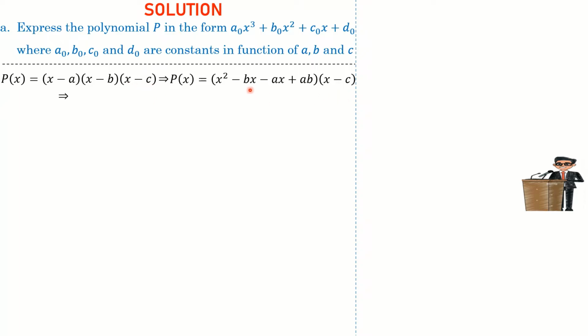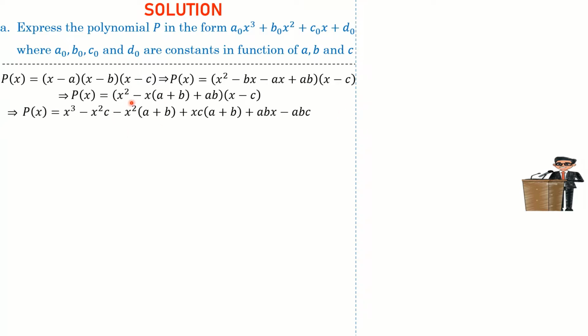Now we can group the terms here together by factoring out negative x. Doing that, we get our polynomial p of x to be x squared minus x into b plus a, or a plus b, then plus ab times my other factor x minus c. From there, we can now multiply the whole of this part with x minus c.